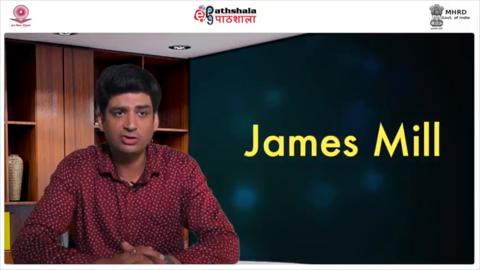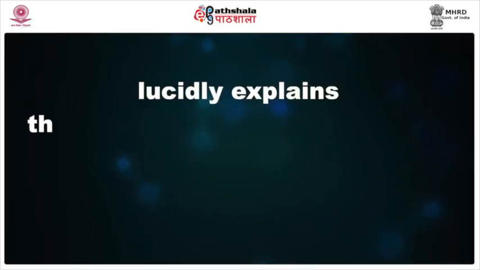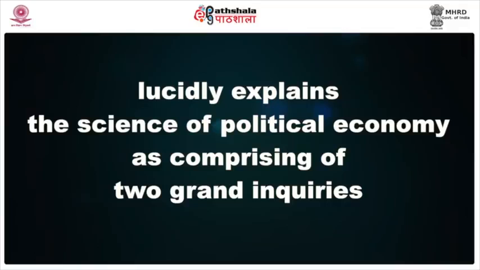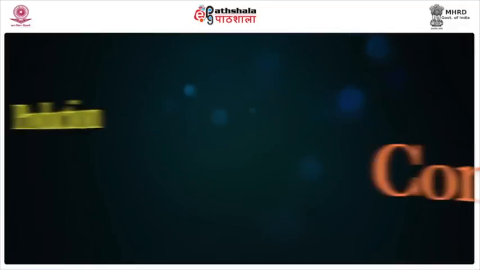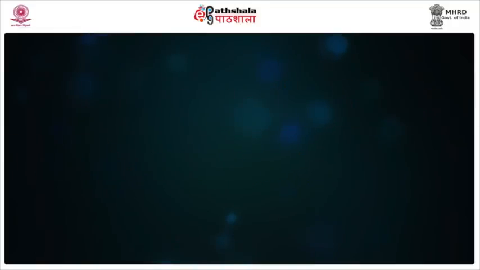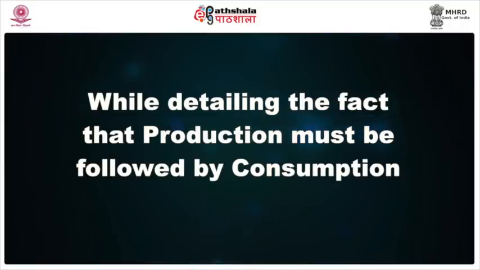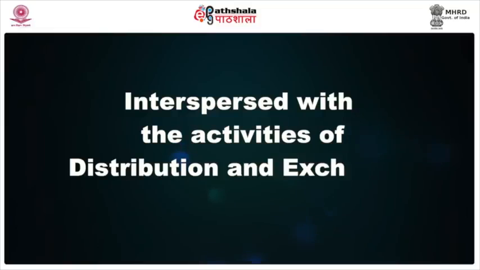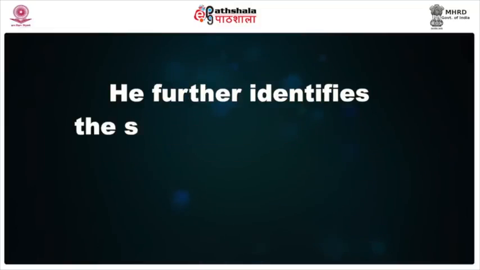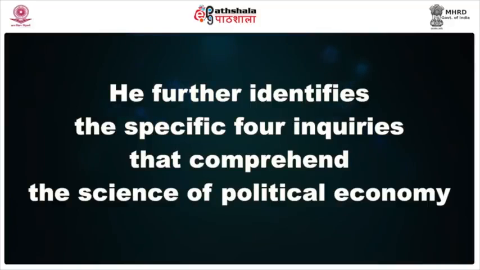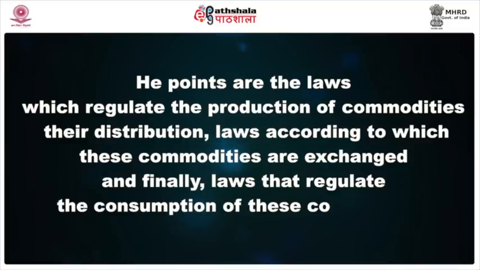James Mill, in Elements of Political Economy, 1824, lucidly explains the science of political economy as comprising two grand inquiries, that of production and that of consumption. While detailing the fact that production must be followed by consumption, interspersed with the activities of distribution and exchange, he further identifies the specific four inquiries that comprehended the science of political economy. These, he points out, are the laws which regulate the production of commodities, their distribution, the laws according to which these commodities are exchanged, and finally, laws that regulate the consumption of these commodities.